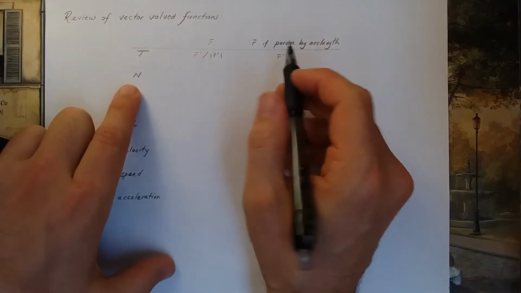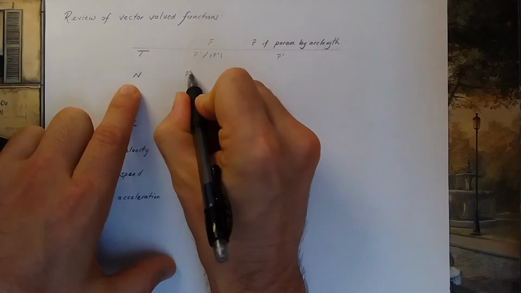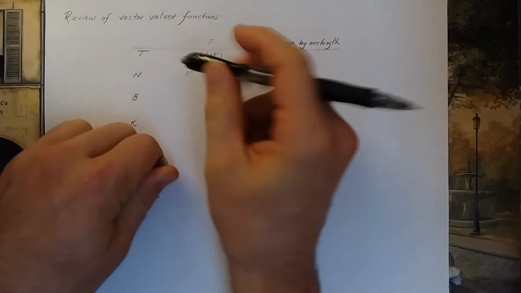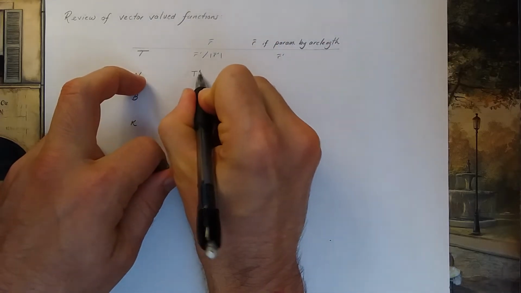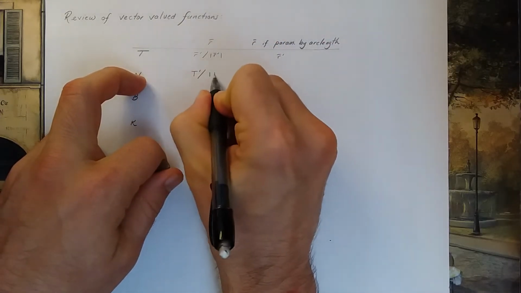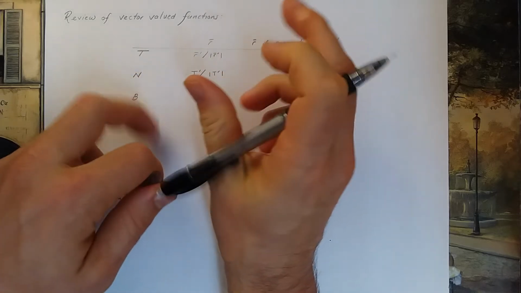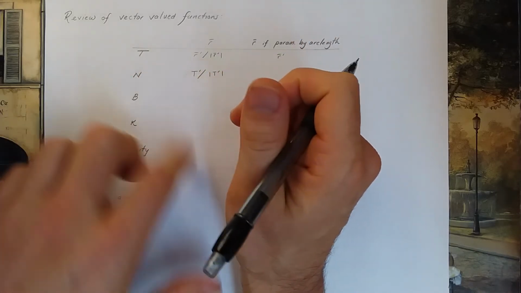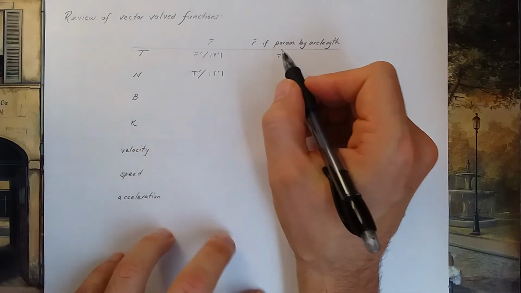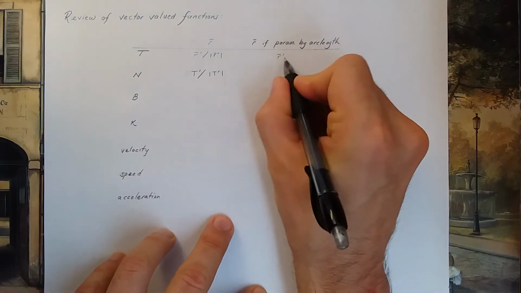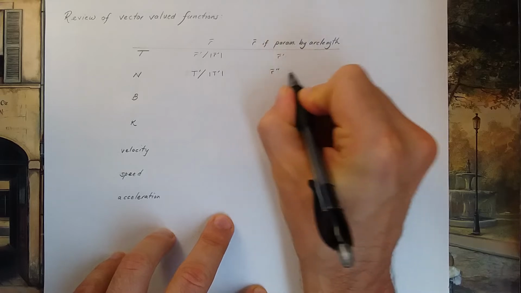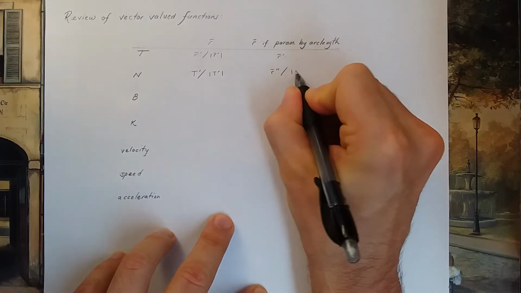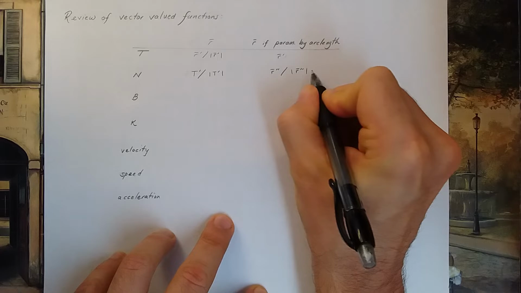The unit normal vector, that's the second derivative. That's the derivative of the unit tangent vector, T prime, divided by the length of T prime, making it a unit normal vector. If you happen to be parameterized by arc length, then doing that operation on this vector gives you the second derivative divided by the magnitude of the second derivative.